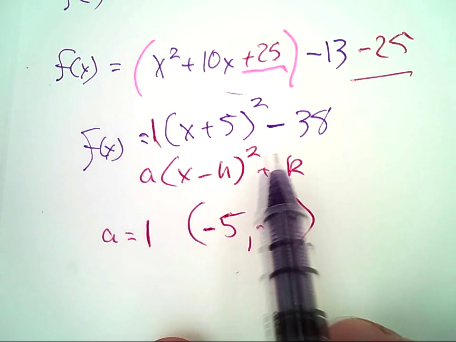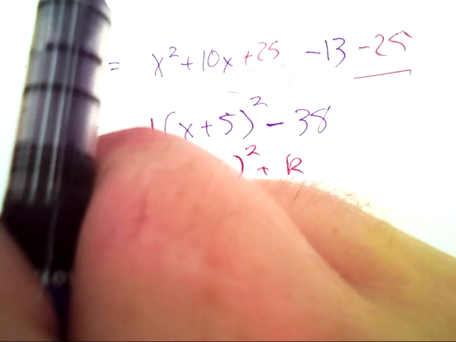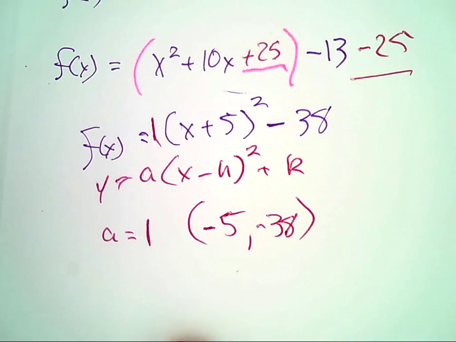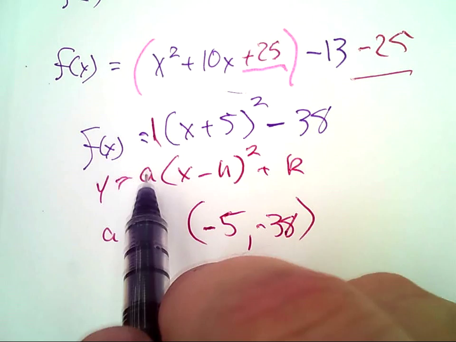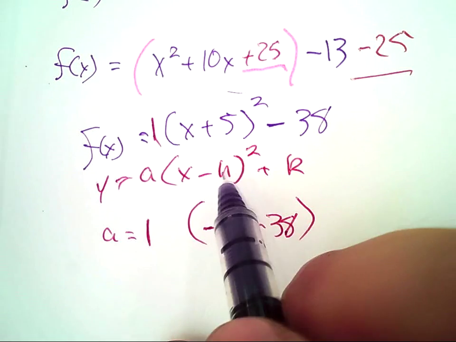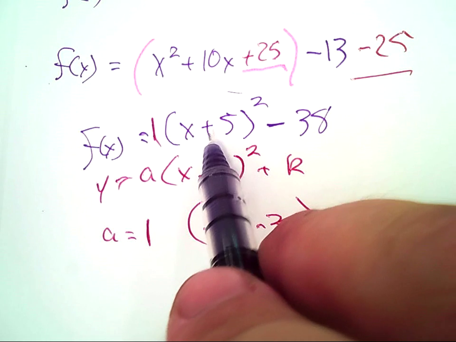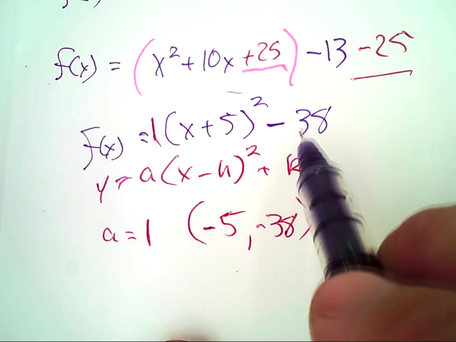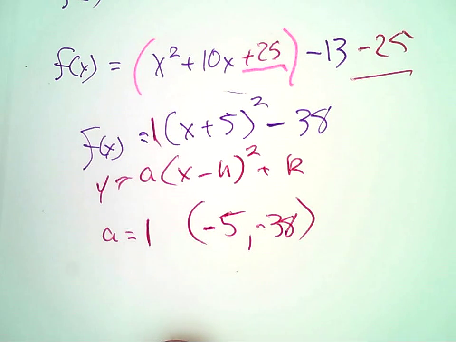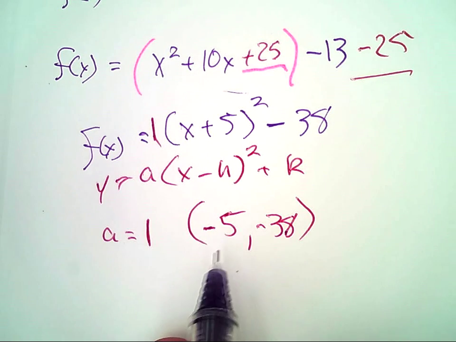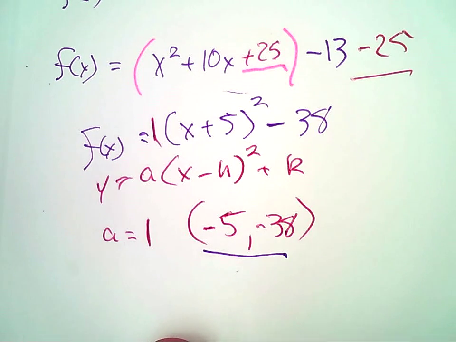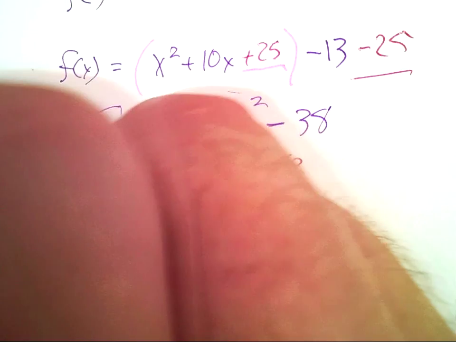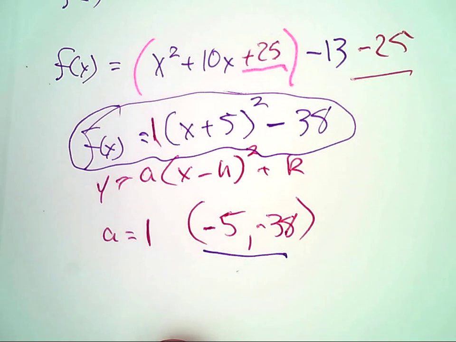So then I compared it to vertex form. Vertex form being y equals a times x minus h squared plus k. A is 1 because there's no number there. H is 5, but it's negative because it's a plus. Remember how that's always the opposite of what you think it is? And then k is just this number right here, negative 38. And so the vertex is negative 5, negative 38. Here is our answer. And then after that, I was just asking you guys things to see if you understand them. Let's do another one.